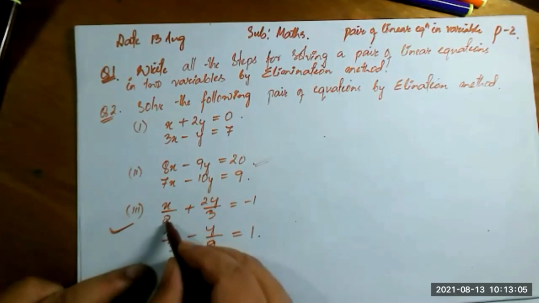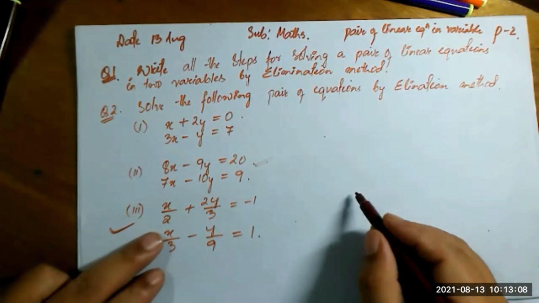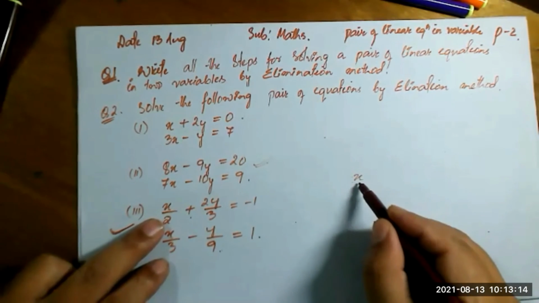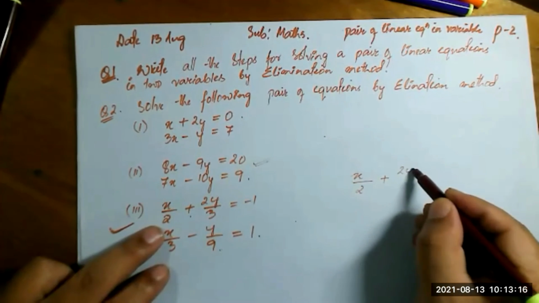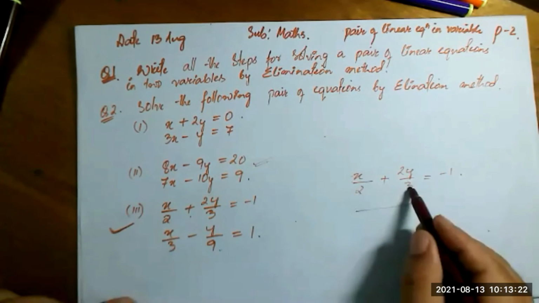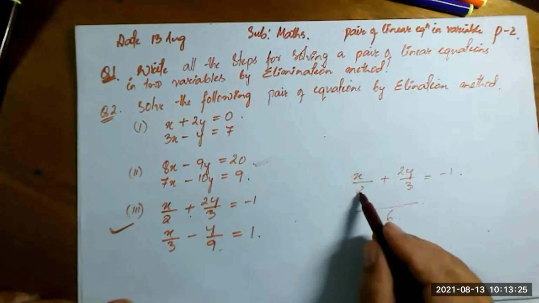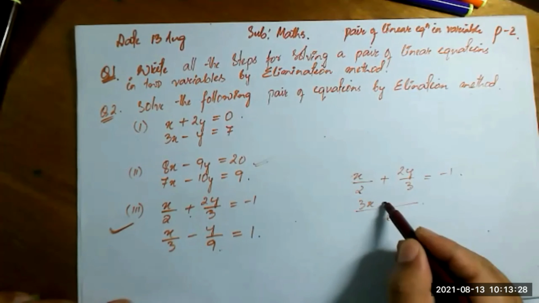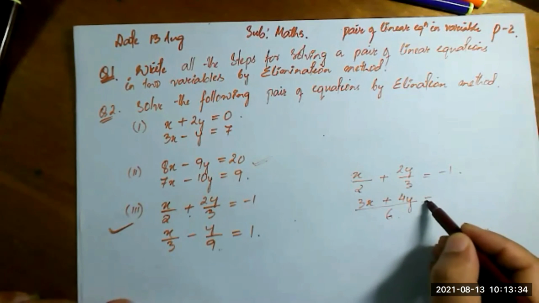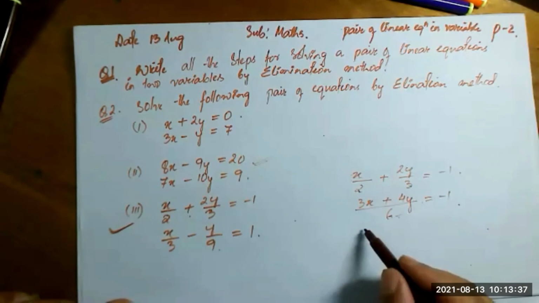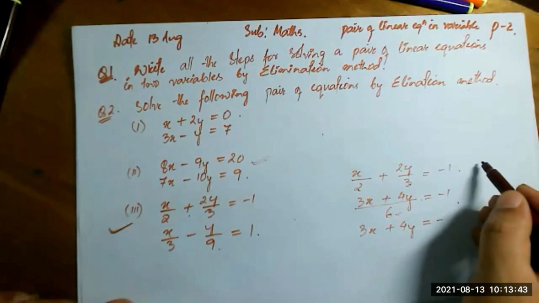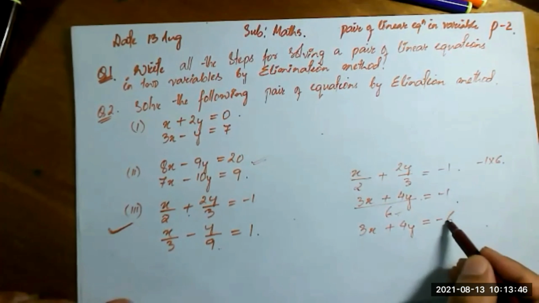Let me just solve this one. This equation 2, you will do it. Let's say this is x by 2 plus 2y by 3 is equal to minus 1. First, do LCM. 2, 3 is 6. Then 3x plus 4y is equal to minus 1. Then cross multiplication, 3x plus 4y is equal to minus 1 into 6 is minus 6.